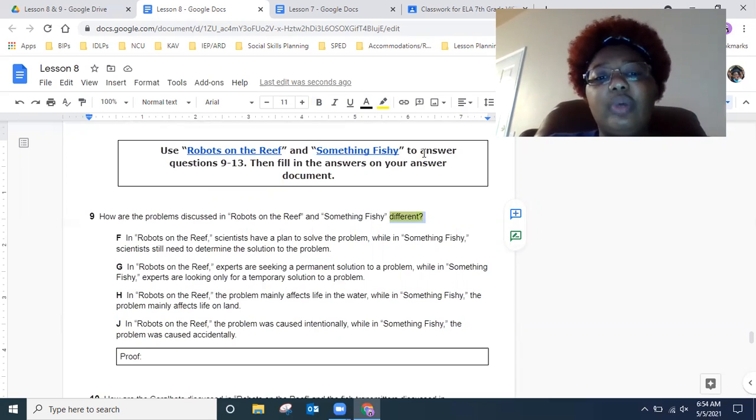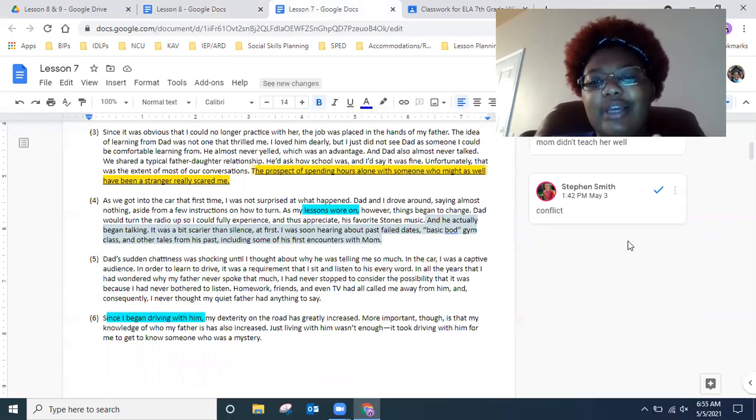What I have to do is not only make sure that the statements written are true, that means it's in the text, but I also have to make sure that I find a difference and not a similarity. I'm going to show you what I mean on our lesson 7.